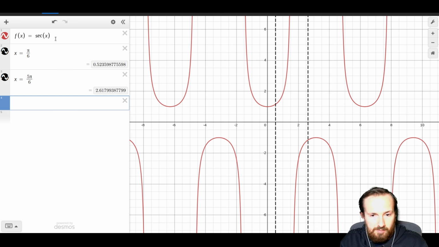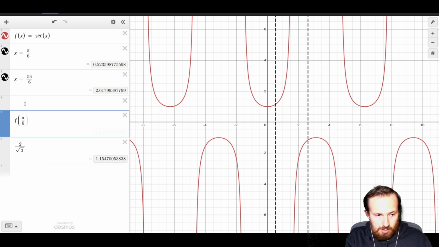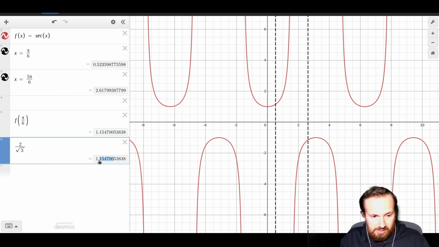So cosine of pi over 6, for example, again, if you're comfortable with the unit circle, hopefully it makes sense that that's radical 3 over 2. And because secant is the reciprocal of cosine, hopefully that makes sense that this first value will be basically 2 over radical 3, if you want to leave it like that. If I do f of pi over 6, you can see that that's the same value.